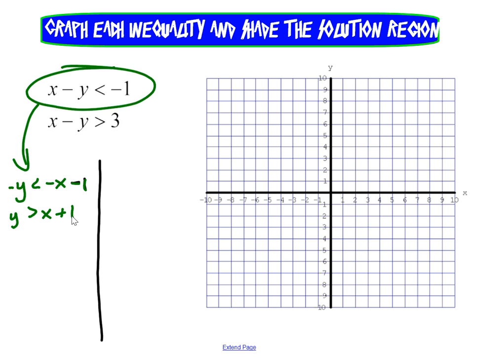So I can go ahead and say that my y-intercept is 0, 1. My slope is 1 over 1. This thing is going to be a dashed line, and it's going to be shaded above. Okay, let's go ahead and graph that. So I start at 1, rise 1, run 1.